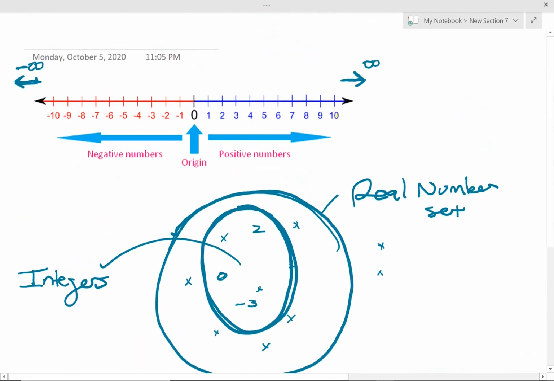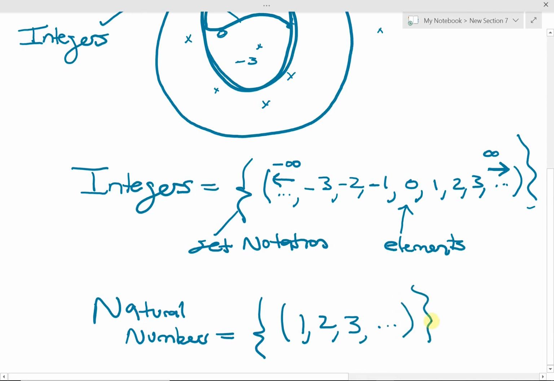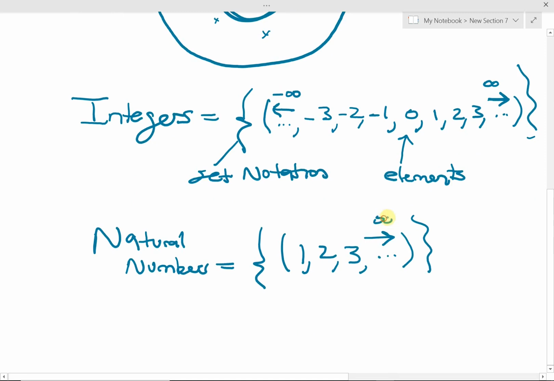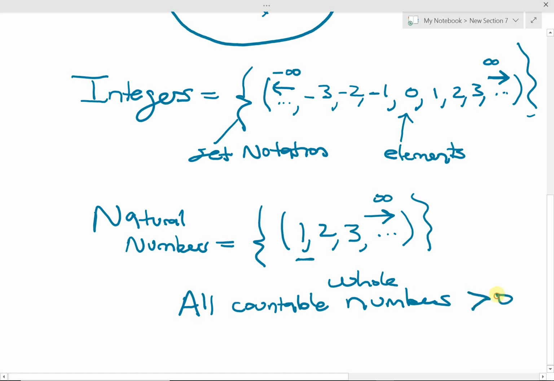So we also have the blue section right here, not including zero, which consists of the natural numbers. And the natural numbers reside within here. Basically, the natural numbers consist of all countable numbers greater than zero. So we can write natural numbers, and in set notation, we just start with 1, 2, 3, dot, dot, dot, so it continues towards infinity. In this case, it doesn't start with 0, so this is just all countable numbers, right? Whole numbers greater than 0.